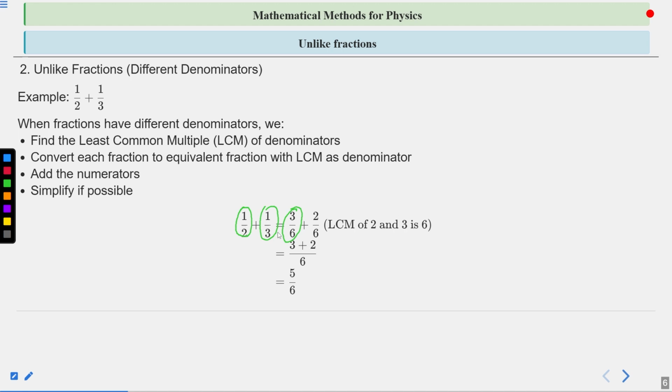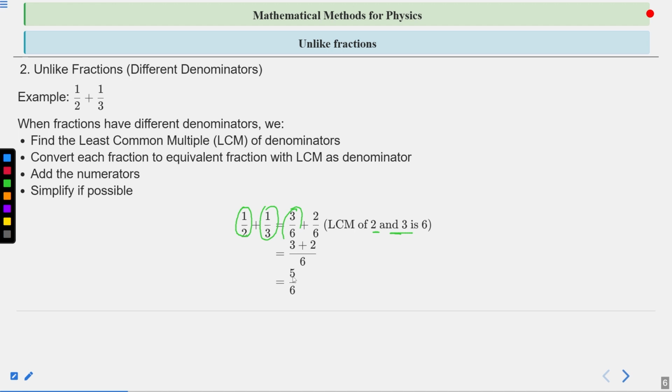Similarly, 1 by 3: multiply here by 2 and here by 2. It will be 2 by 6. Now the denominator is the same. Or another method: the LCM of 2 and 3 is 6. This is the other method, taking the LCM. So take the common denominator 6, and then add the numerators. So it will be 3 plus 2, 5 by 6.